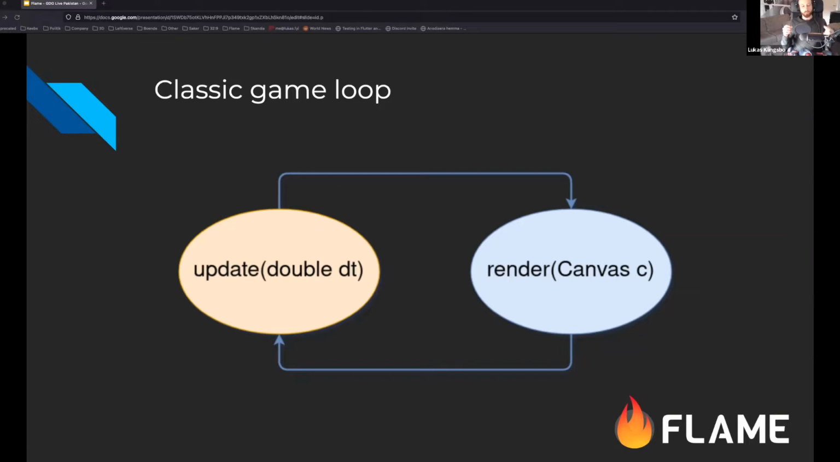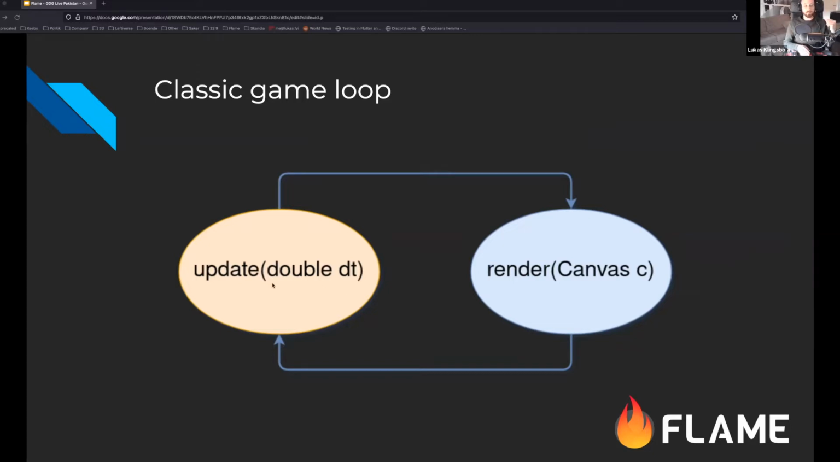So first, the update method is called, and that one updates all of the state of your components that you want to show in the next tick. And after everything has been updated, you render everything from this updated state. And then after everything has been rendered, you go back to update again.